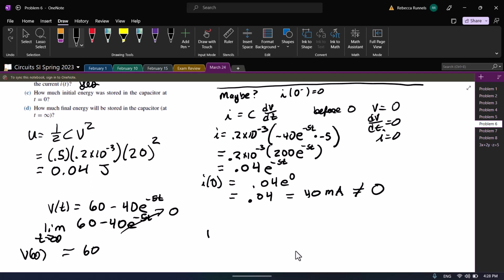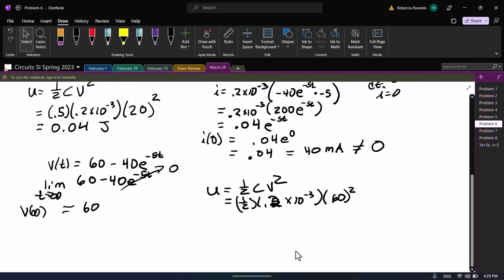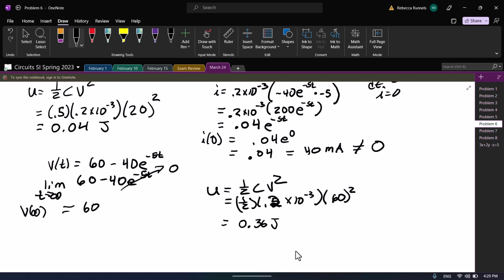So what's the energy? U equals 1/2 CV squared. That's 1/2 times 0.2 times 10 to the negative 3 times 60 squared. And I have written down that that's 0.36 joules. Oh, you take a limit there.